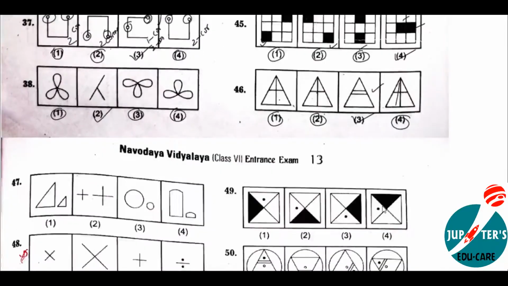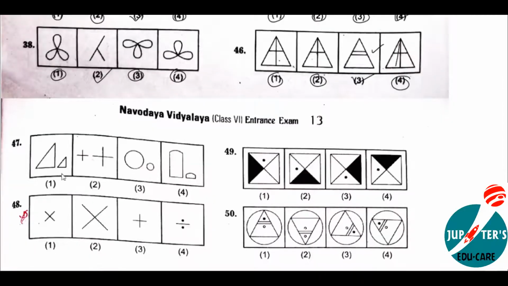Next, question number 47. In the first option, we have two similar designs, that is triangular. One is bigger and the other is smaller. The smaller one is on the right side of the bigger one. In the second option, we have two similar symbols, one bigger and one smaller. In this, the smaller one is on the left side of the bigger one.